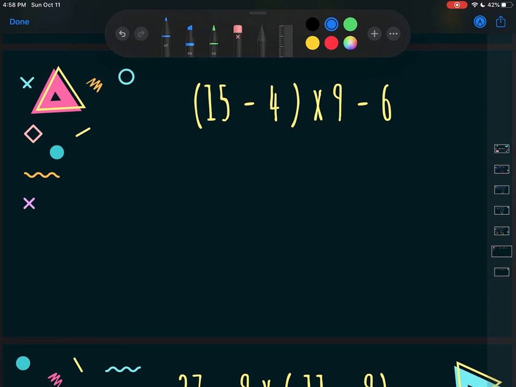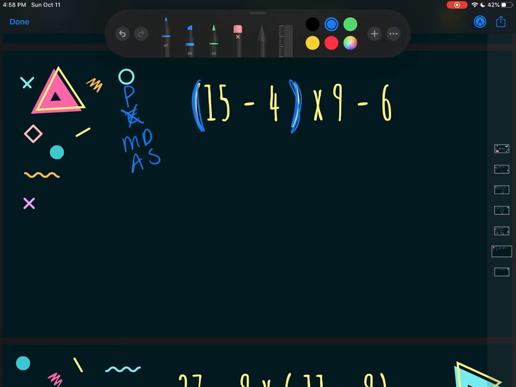All right, let's try this one. Same thing, right? Pause, then press play when you're ready to go over it. So parentheses first, then we multiply and divide from left to right, then we add and subtract from left to right. Parentheses, always first, right?